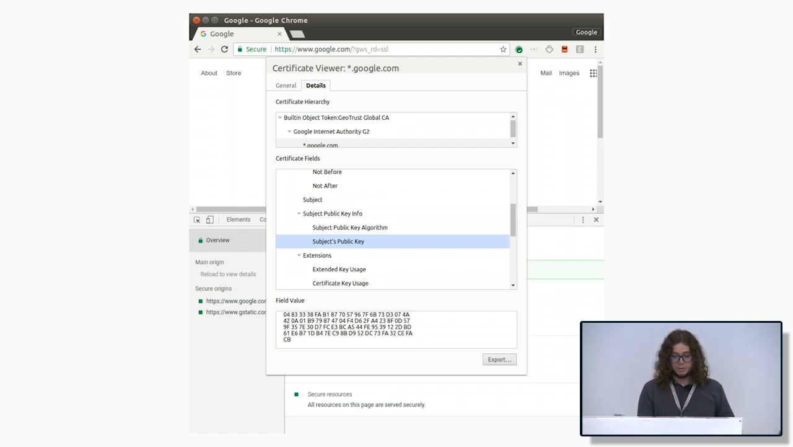So in the case here that I'm showing, the one up top is GeoTrust Global CA. That one comes with the operating system in this case. That one trusts Google Internet Authority. And Google Internet Authority trusts anysite.google.com.